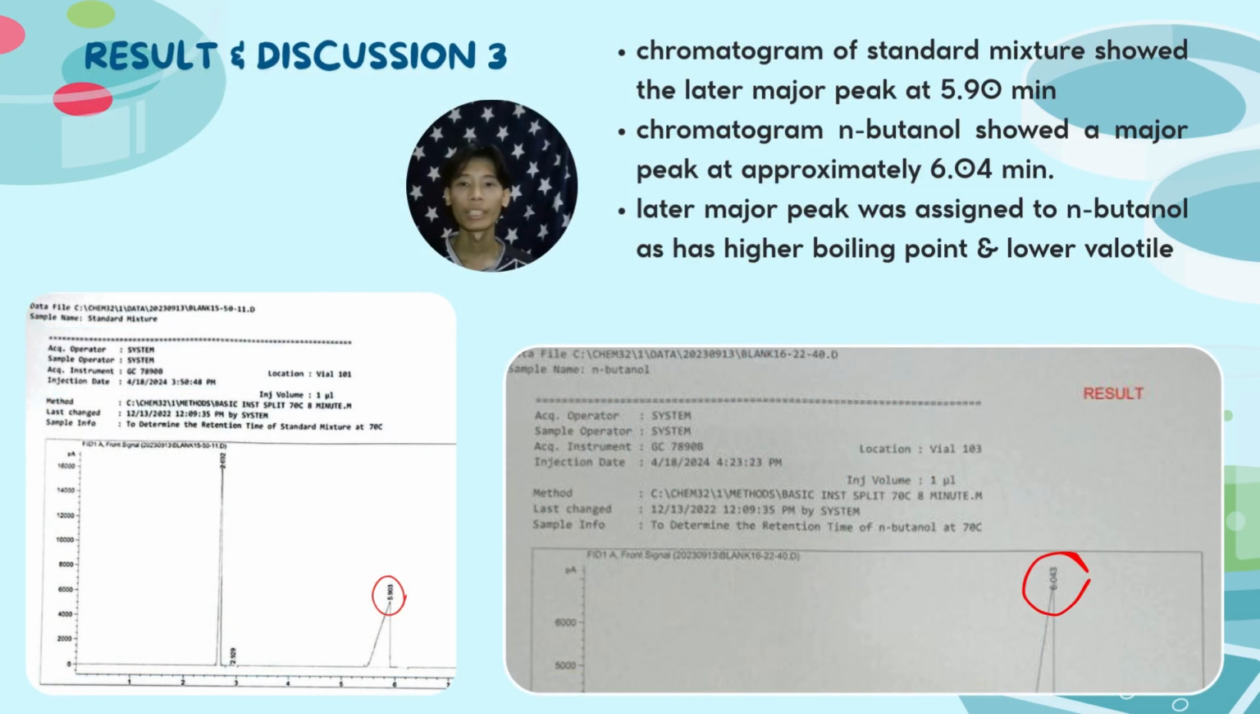Next, to identify the later peak, we compare the result with the chromatogram of pure N-butanol. The chromatogram of N-butanol shows one major peak at about 6.04 minutes. This value is very close to the later peak of the standard mixture at 5.9 minutes. So the later peak is assigned to N-butanol. This is consistent with its higher boiling point and lower volatility, which lead to a longer retention time.